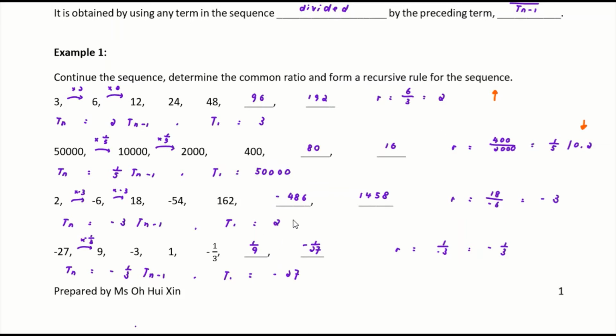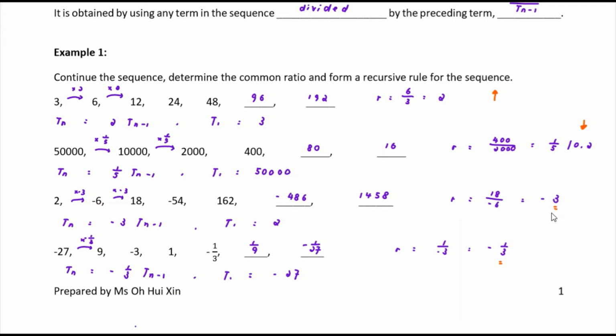When we look at these two, when you have a negative ratio, you can see that the numbers are alternating: going up, going down, going up, going down. But what's the difference between these two is that one is negative 3 and the other is negative 1 over 3. So 3 is greater than 1, and 1 over 3 is smaller than 1.